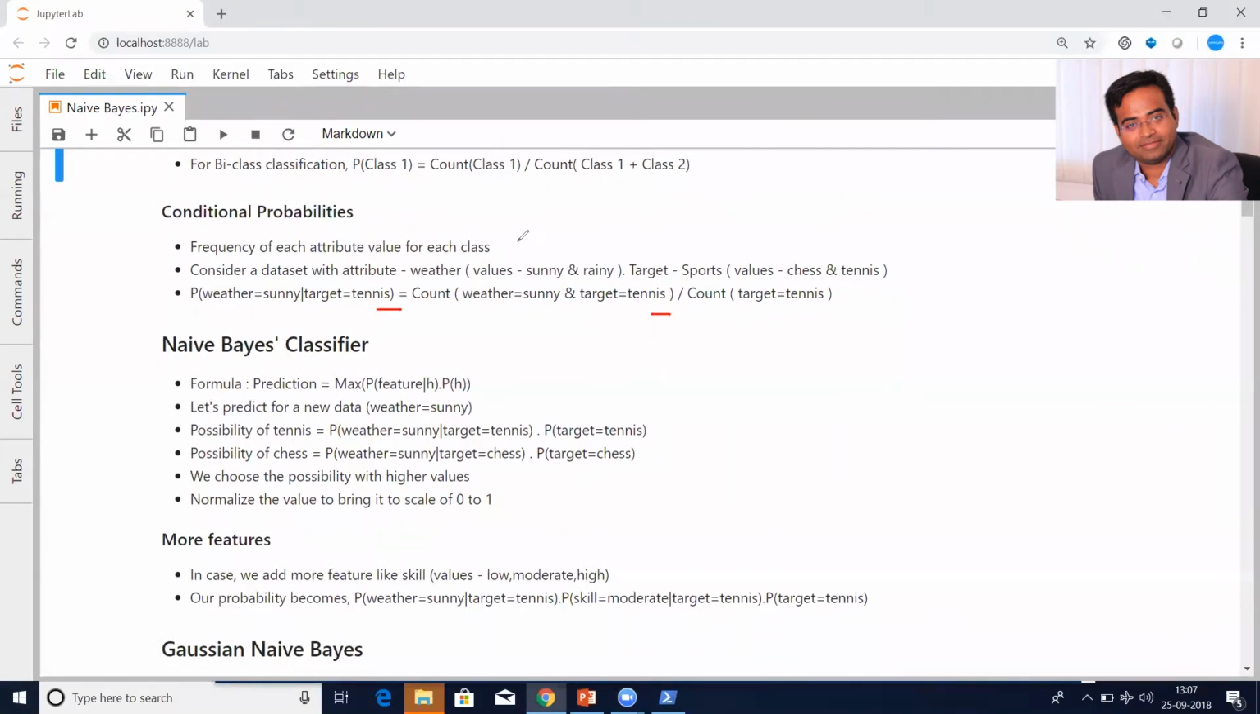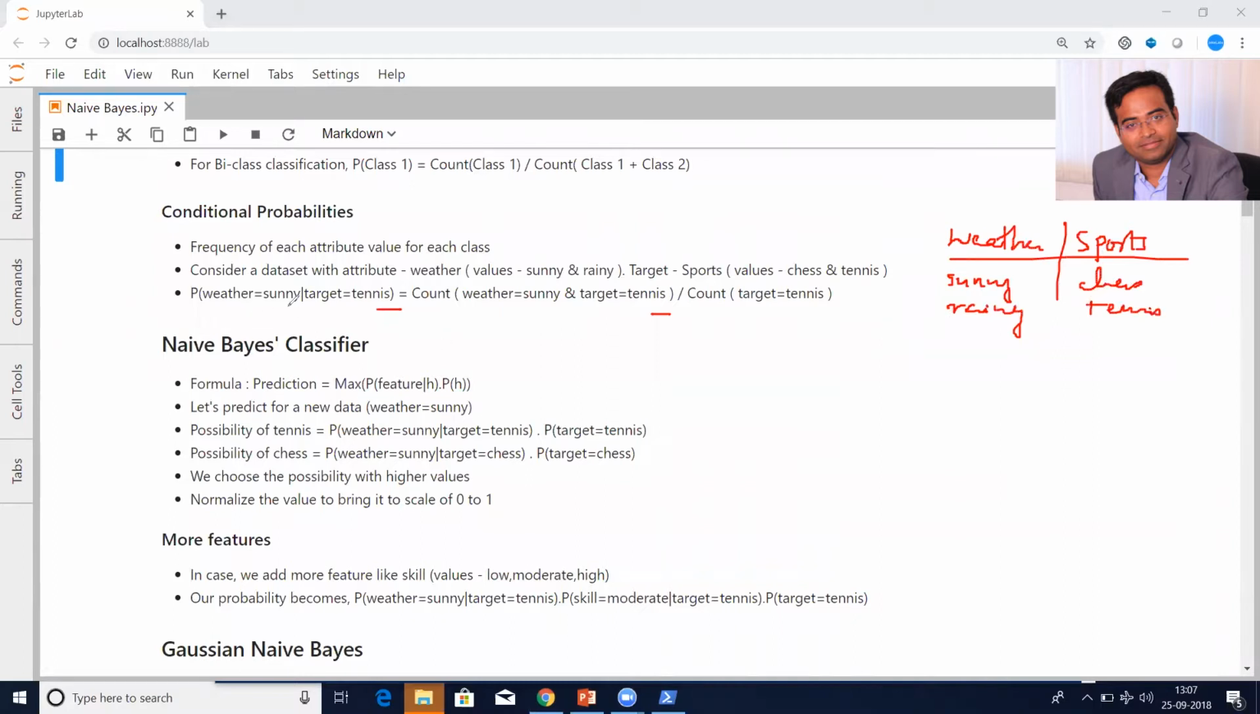The next thing is understanding conditional probability. Let's take a data set which is something like this. We have weather and we have sports. Weather is sunny or rainy, and the values for sports are chess and tennis. These are the possible classes.